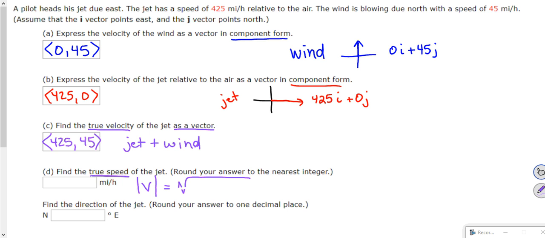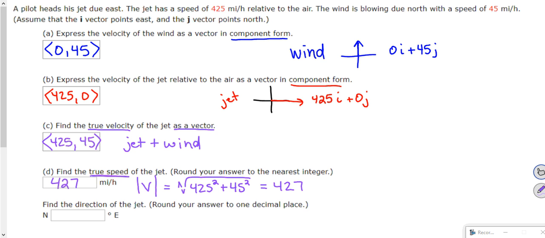So that is going to be 425 squared plus 45 squared, and then of course you take the square root of that, you poke all that in a calculator, and you get 427. So the true speed of the jet is 427. It's actually, the wind is helping it a little bit. Okay, it's going a little faster.